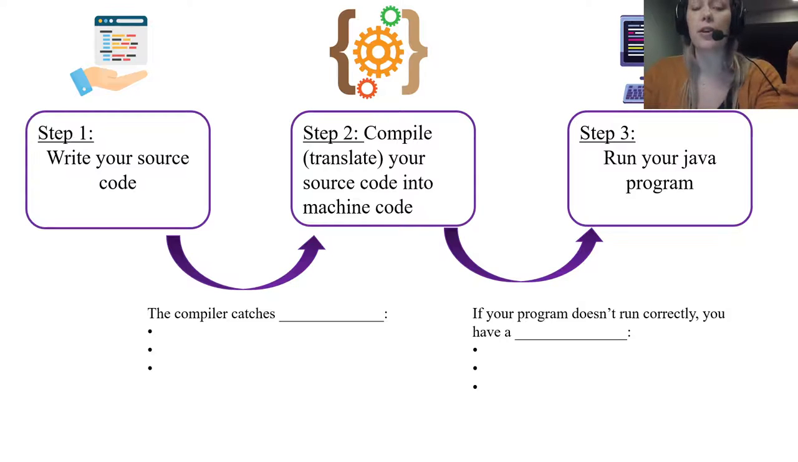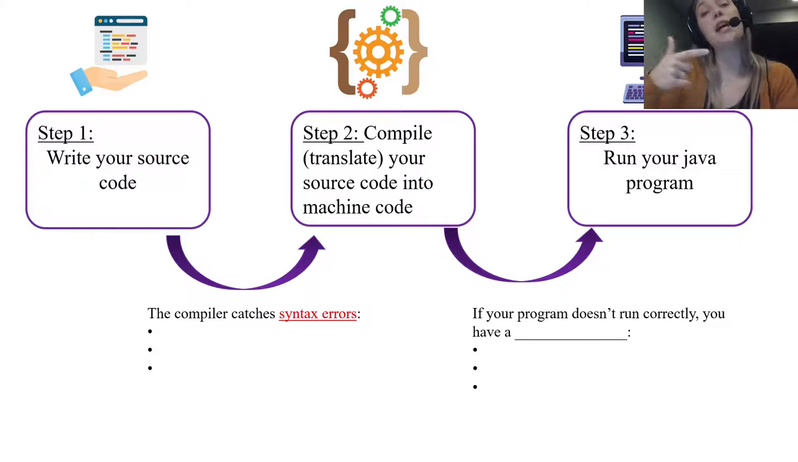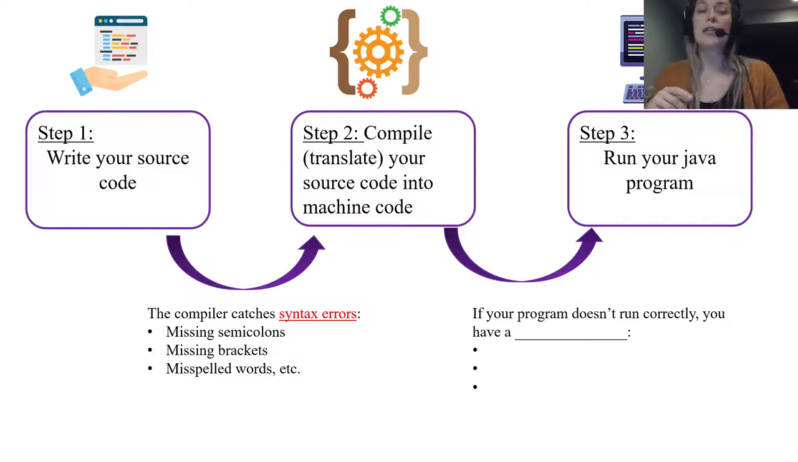If you use another IDE, chances are you have a compile button and a run button, and you'll have to click compile first, where it compiles everything, and then you'll click your run button, and then it'll run everything. So, just depending on what you're using. We talked about how the compiler catches syntax errors. So that's going to be your missing semicolons, brackets, words that are misspelled, words that are misplaced, things of that nature is what your compiler will catch.